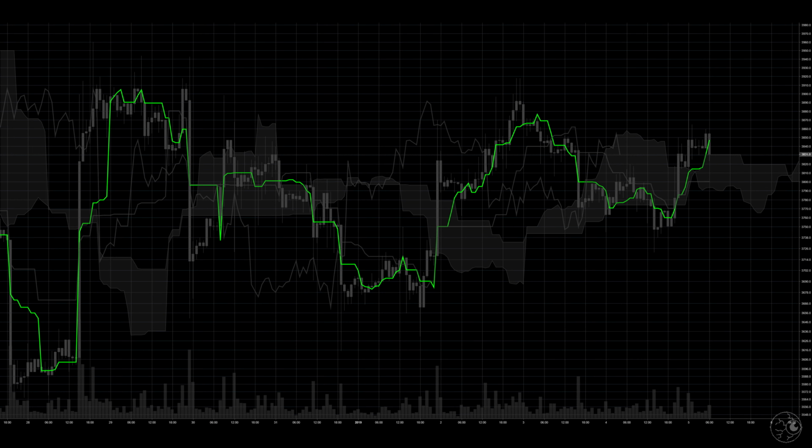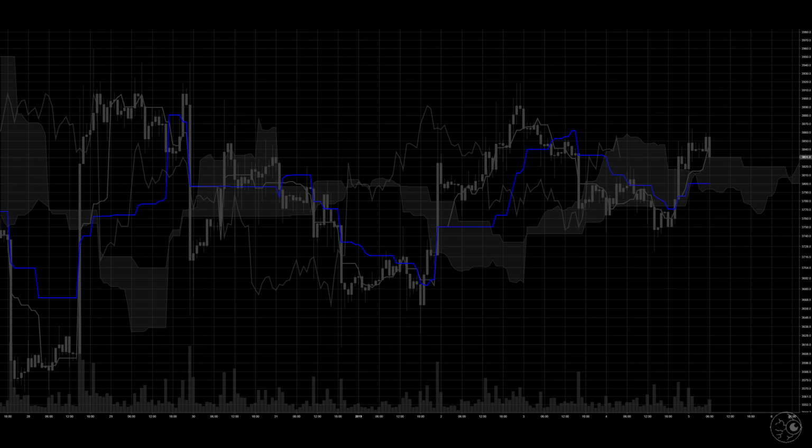The Tenkan-sen is calculated by the highest high plus the lowest low divided by 2 for the past 9 periods. The Tenkan-sen is primarily used as a signal line and a minor support and resistance line. It is also known as the turning line or the conversion line. It is an indicator of the market trend. If the Tenkan-sen is moving up or down, it indicates that the market is trending. If it moves horizontally or flat, it signals that the market is ranging.